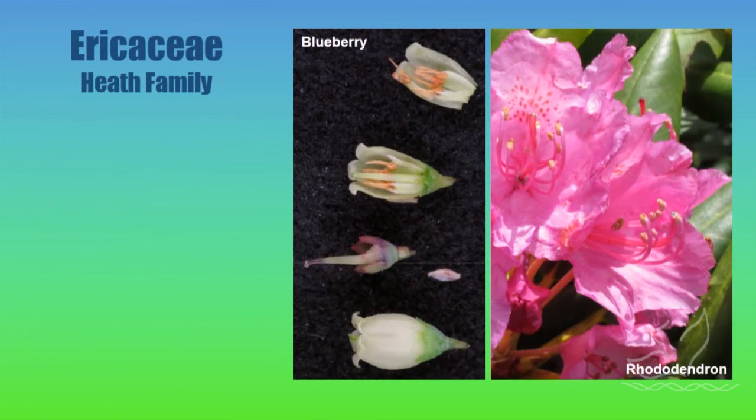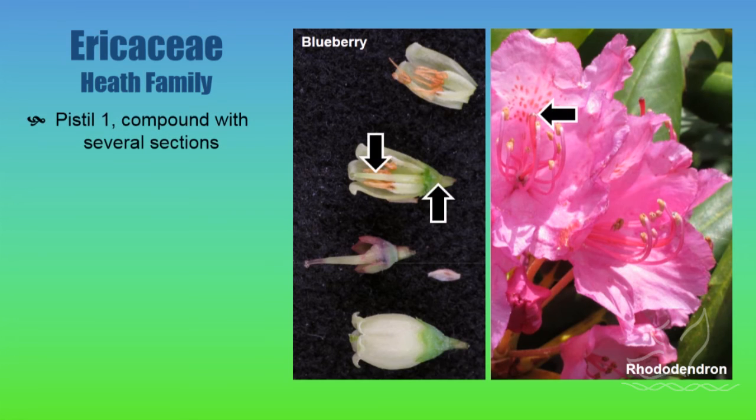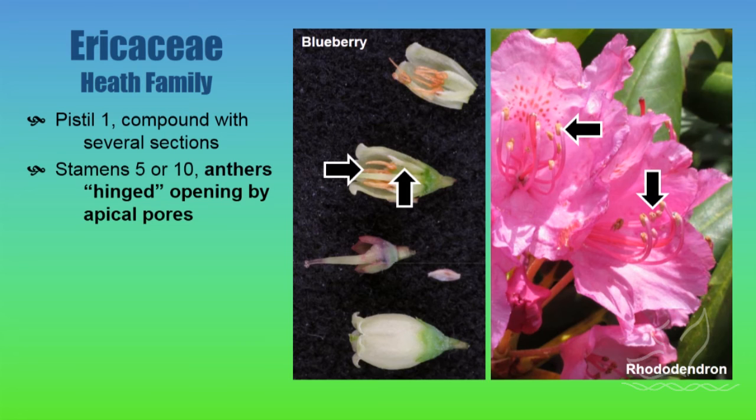Next is the Ericaceae, the heath family. Has a single compound pistil, generally with several sections in it, often maybe 5. Stamens are either 5 or 10. But what's really interesting about the stamens are the anthers. The anthers are attached to the filament like a hinge, and they don't split open down the sides like a typical anther. They open by pores that are at the apical tip of the anther, and this pollen gets sort of shaken out, actually by insects sort of vibrating the anthers.